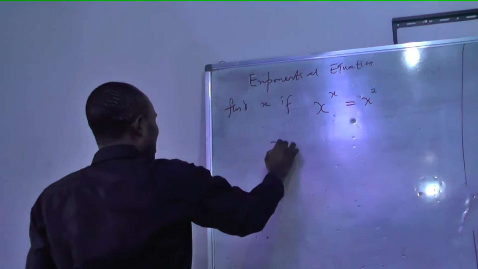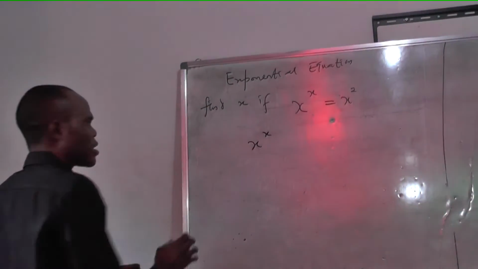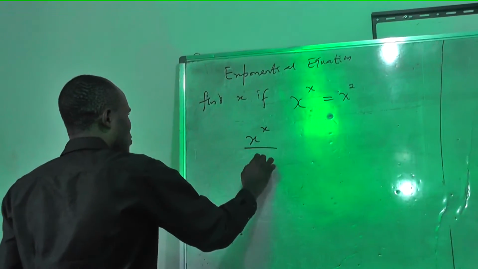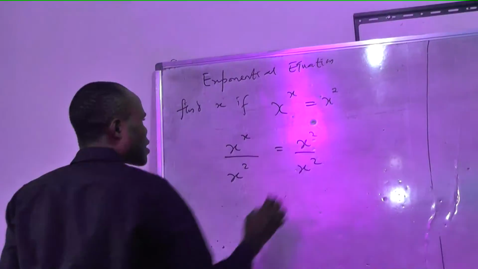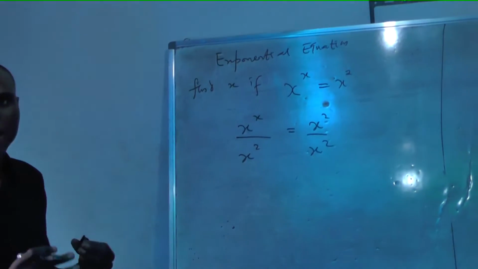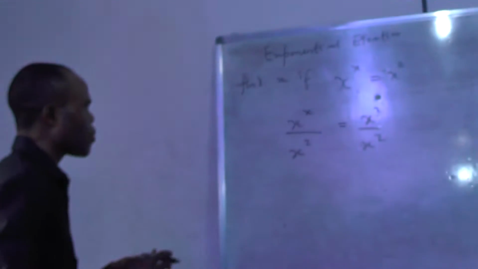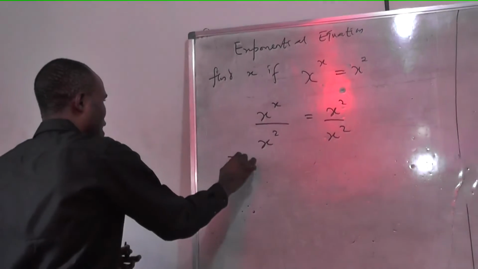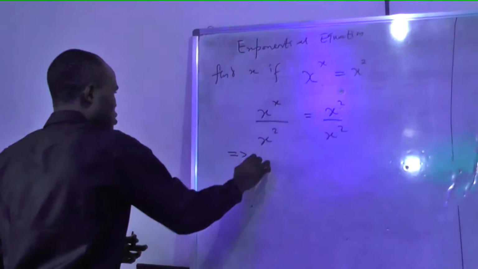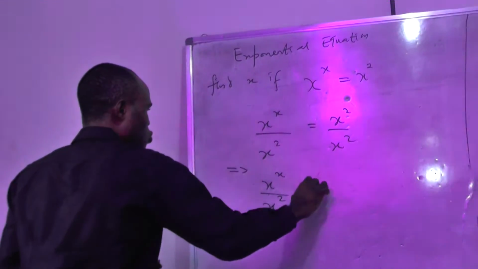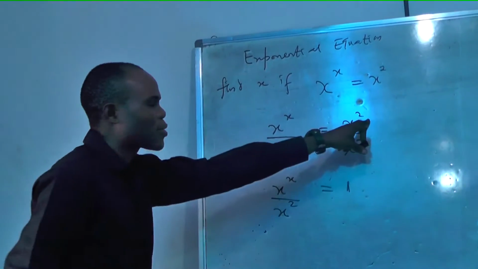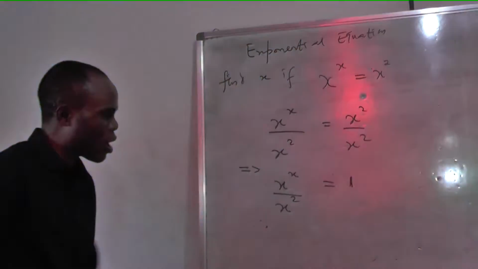If we do that, we're going to have x to the x divided by x to the 2 equals x to the 2 divided by x to the 2. We are dividing the two sides by x to the 2. This implies that x to the x divided by x to the 2 equals 1, because x to the 2 divides x to the 2 to give 1.